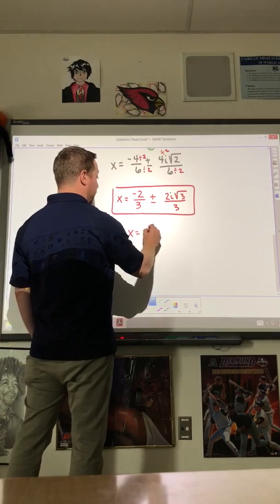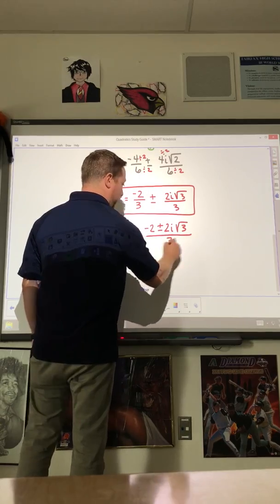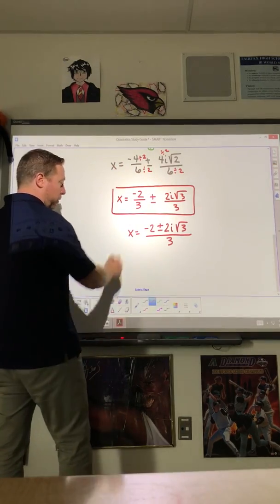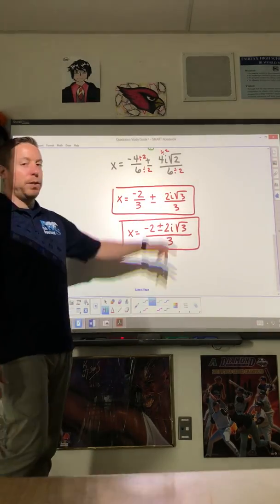If you had an answer of negative 2 plus or minus 2i square root of 3 all over 3, that means the same thing, it just put it all over 3. So that would be accepted as well. Okay, but you would have to reduce here to get full credit.